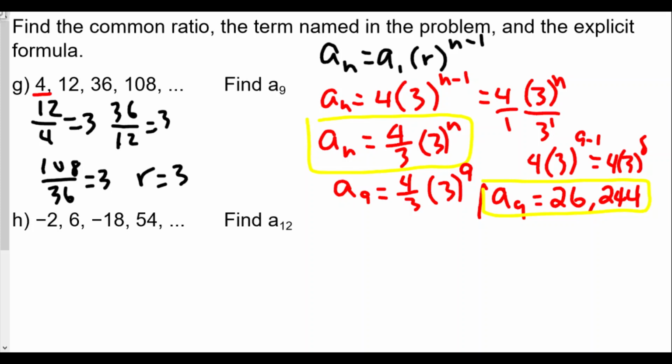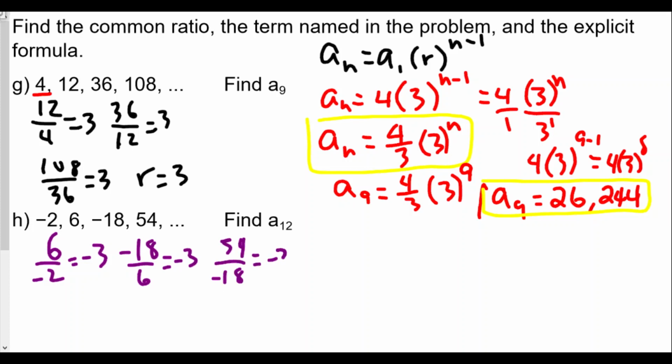We'll do this one for H. So 6 divided by -2 is -3. -18 divided by 6 equals -3. And 54 divided by -18 equals -3. So our r value is -3. Just to make sure, we box our answers here.